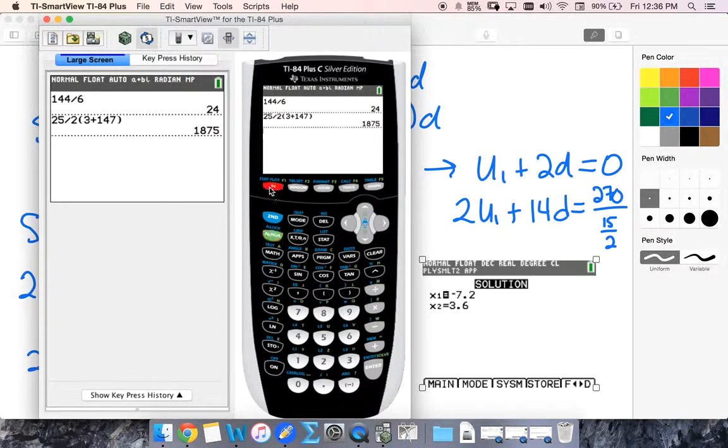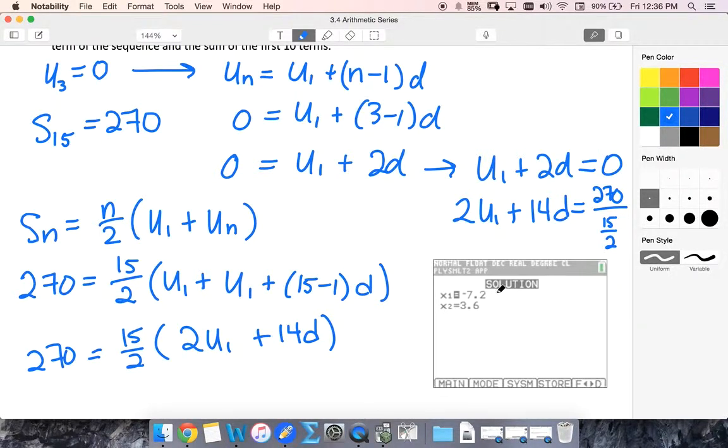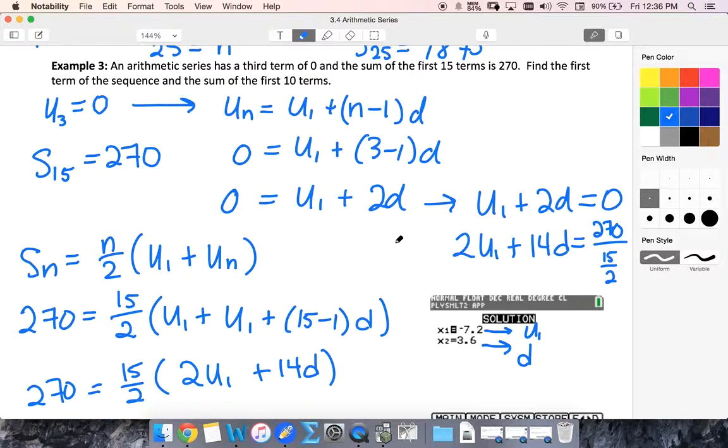So I'm going to make a fraction. At the top of my fraction, I've got 270. At the bottom of my fraction, I've got 15 divided by 2. I work that out, and I also get 36. So this is telling me that my negative 7.2 is equal to my U1. My x2 value is the same as my d value. So now I need to go back to my original question, which said, find the first term of the sequence. So I did that. My first term is negative 7.2.